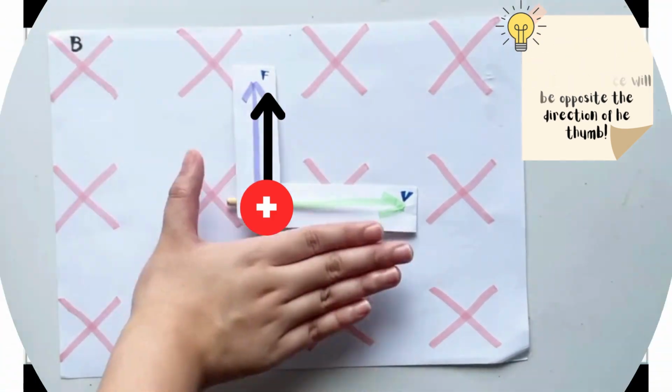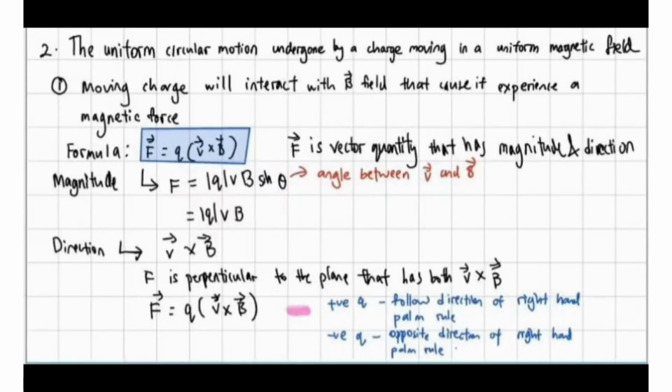Now let's see the uniform circular motion undergone by a charge moving in a uniform magnetic field. The moving charge will interact with the magnetic field, which causes it to experience a magnetic force. And here is the formula. One thing that we need to take note of is that for positive q, it will follow the direction of the right hand palm rule, but for negative charge, it will be opposite to the direction of the right hand palm rule.